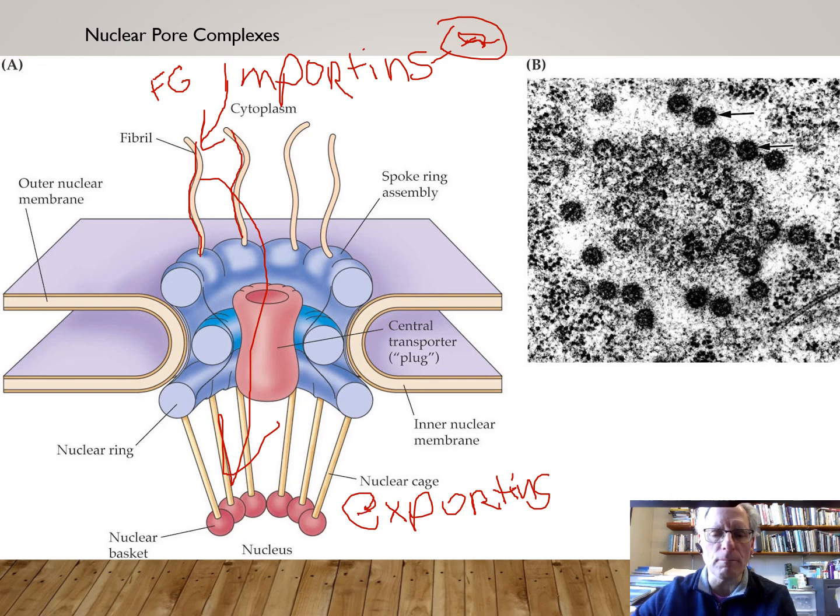And exportins will bind their cargo and negotiate their way like this and get whatever they're trying to get into the nucleus out into the cytosol.